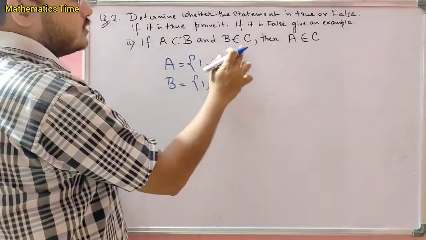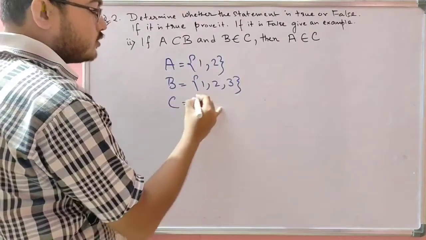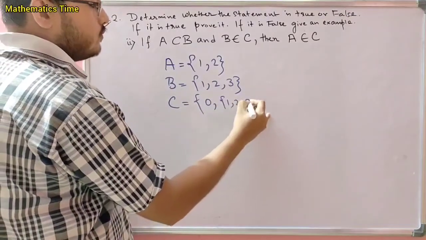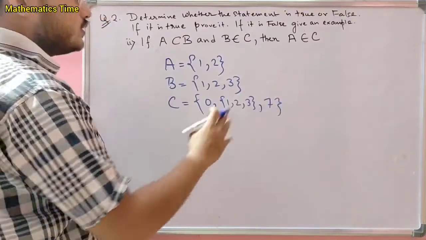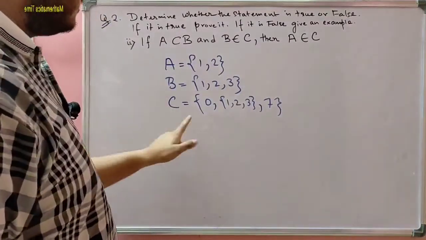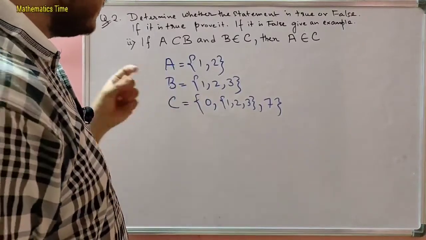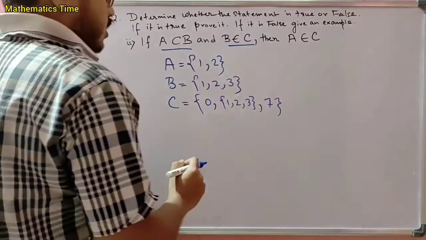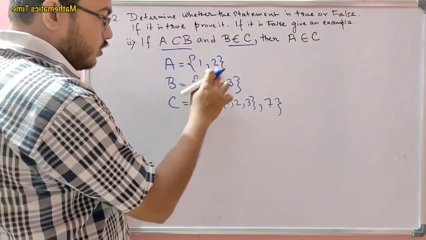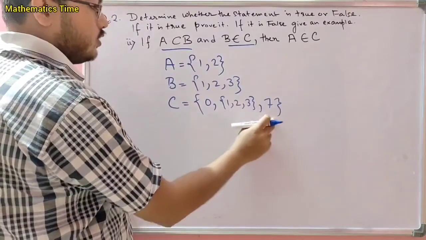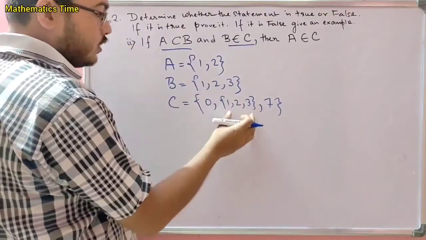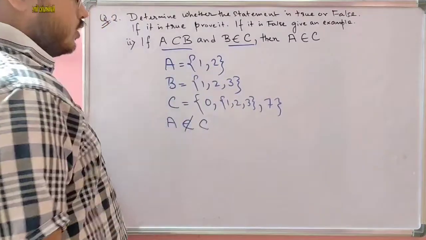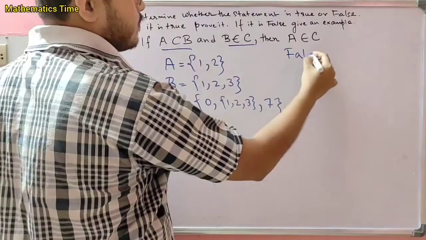Now it is written that B belongs to C. So the set C will be, let us assume, {0, {1, 2, 3}, 7}. This is the set C, and here B belongs to C. This element is actually B, so B belongs to C. Both statements are satisfied. Now we see that the set {1, 2} is not present in C. The set {1, 2, 3} is present, but {1, 2} is not present. So we can write A does not belong to C. So the statement is false.